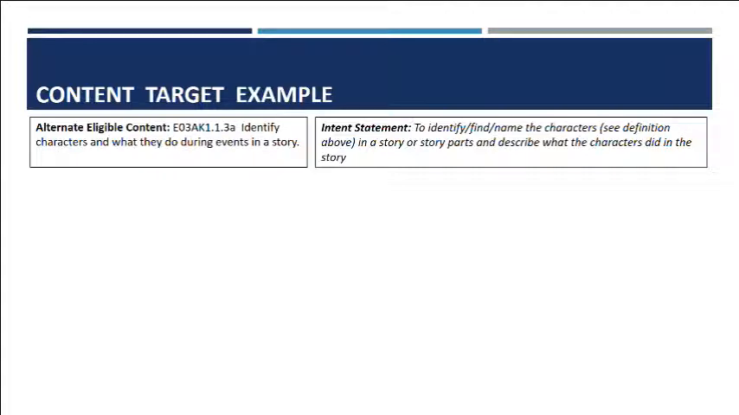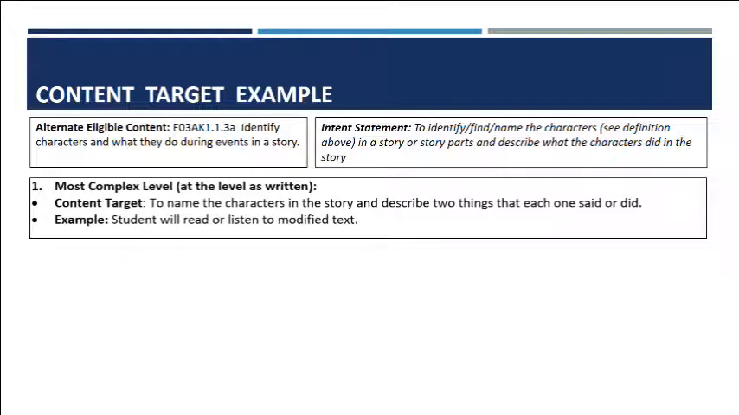So our next slide looks at the alternate eligible content, which is identify characters and what they're doing, what they do during events in the story. Our intent statement is to identify, find, name characters, and describe what they did in the story. So at the most complex level, we give you a content target to name the characters in the story and describe 2 things that each one said or did.